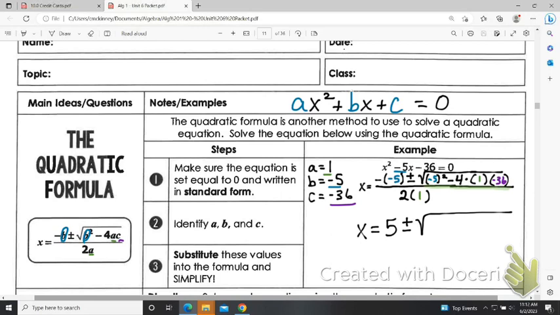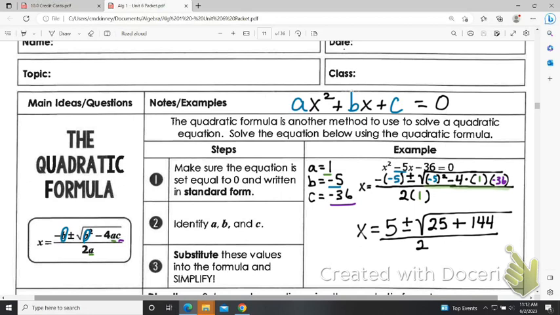Negative 5 squared is positive 25. And then negative 4 times 1 times negative 36. I like to settle my signs. I have two negatives in that string, so I know it's going to become positive. And then 4 times 1 is 4 times 36, 144. In the denominator, 2 times 1, that's easy. That's just 2.